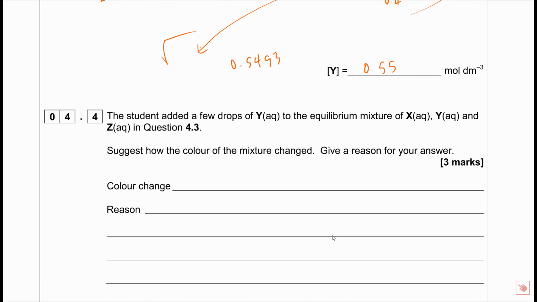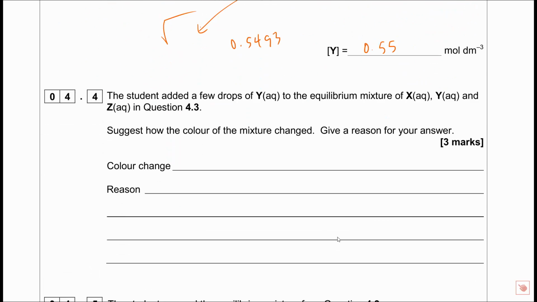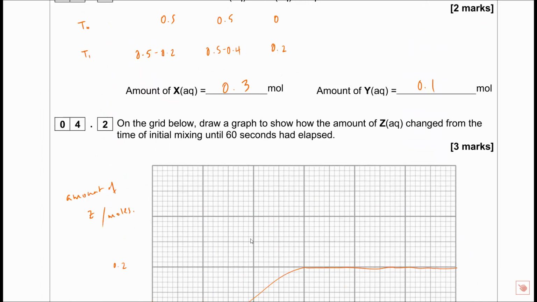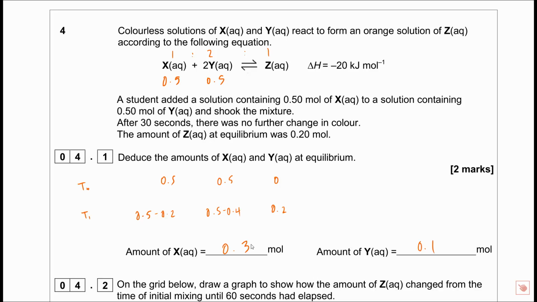Question 4.4. The student added a few drops of Y to the equilibrium mixture of X, Y, and Z in question 3. Show how the colour of the mixture changed, and give a reason for your answer. Right. Back to here. So, we know that X and Y are colourless. Z is orange. At equilibrium, we have this nice balance where X and Y react to form Z, and Z breaks down to form X and 2Y.